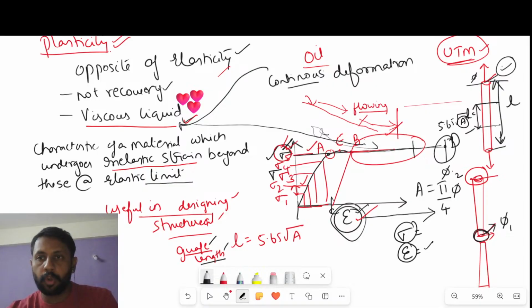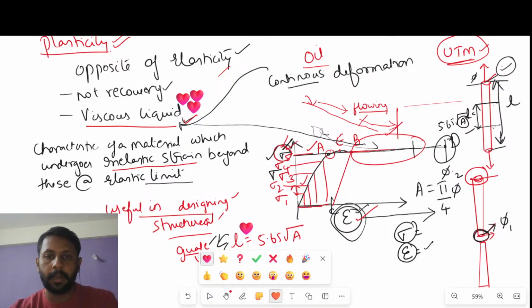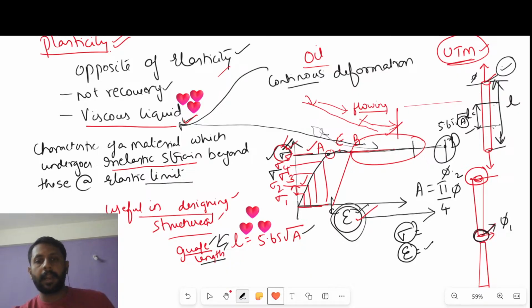Only in this length should you take measurements. That length is called gauge length. This is also very very important. Give a heart to it. That gauge length is given by the formula 5.65 root A. Okay.